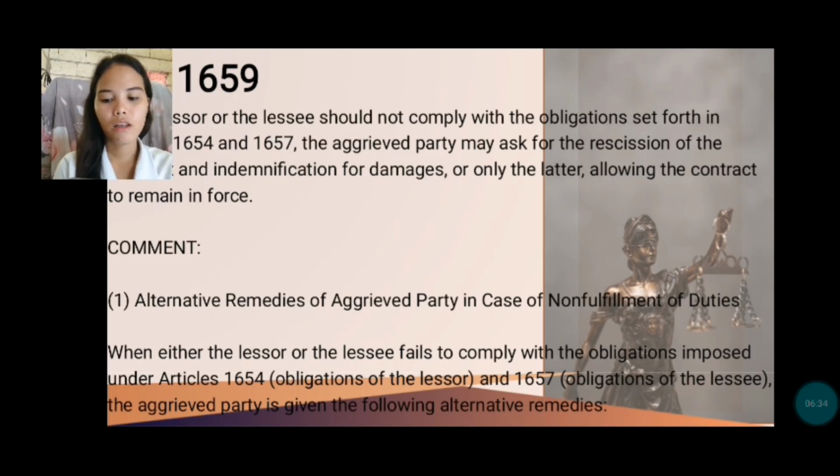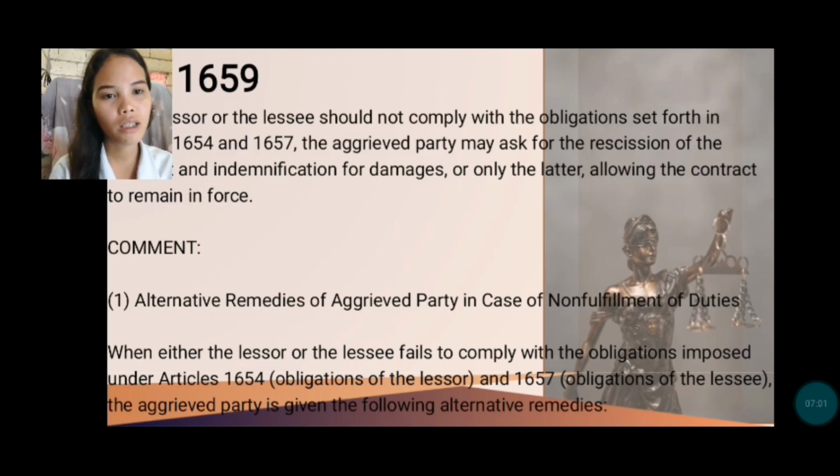Article 1659. If the lessor or the lessee should not comply with the obligations set forth in Articles 1654 and 1657, the aggrieved party may ask for the rescission of the contract and indemnification for damages, or only the latter, allowing the contract to remain in force.